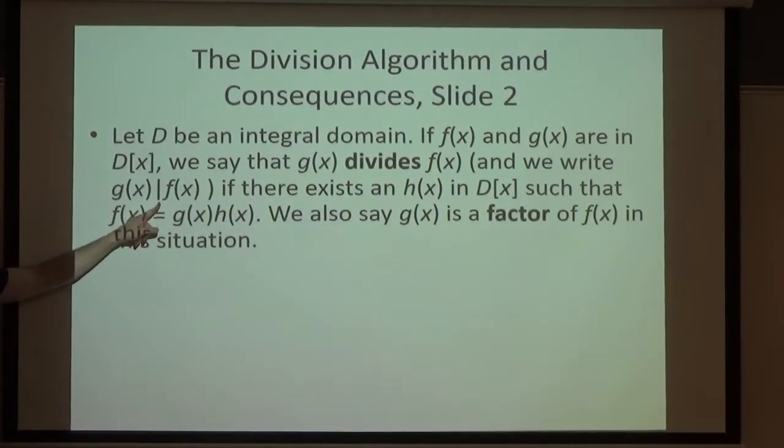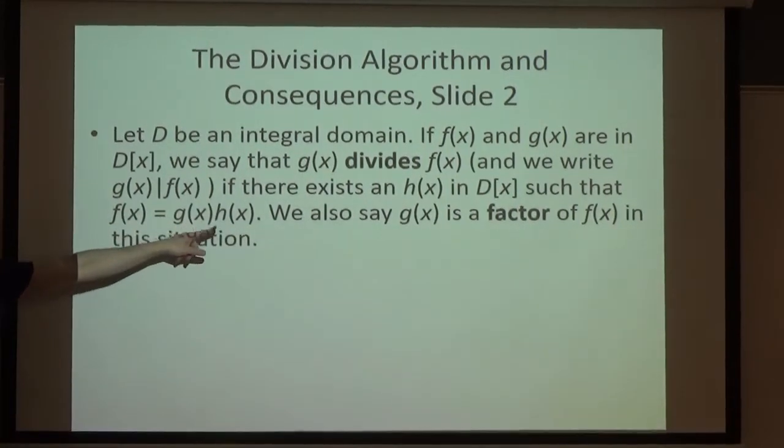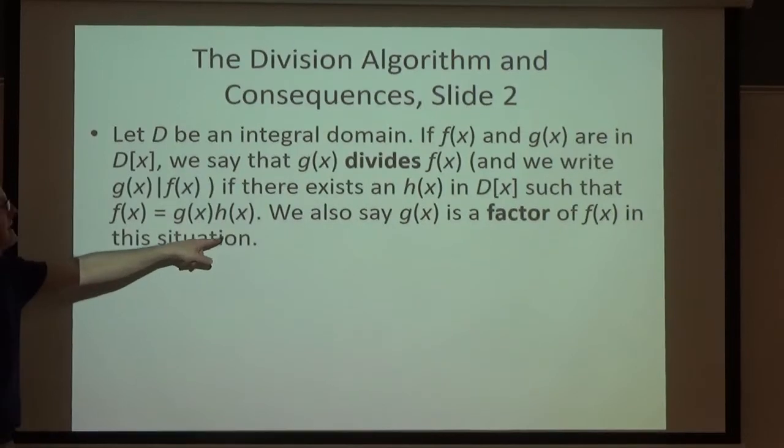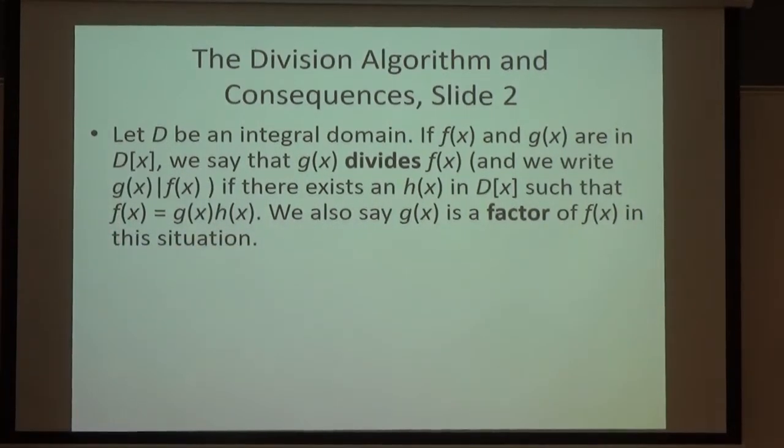If what? If f of x is g of x times something. If there's an h of x so that f of x is g of x times h of x, then g of x divides f of x. We also say g of x is a factor of f of x in this situation.